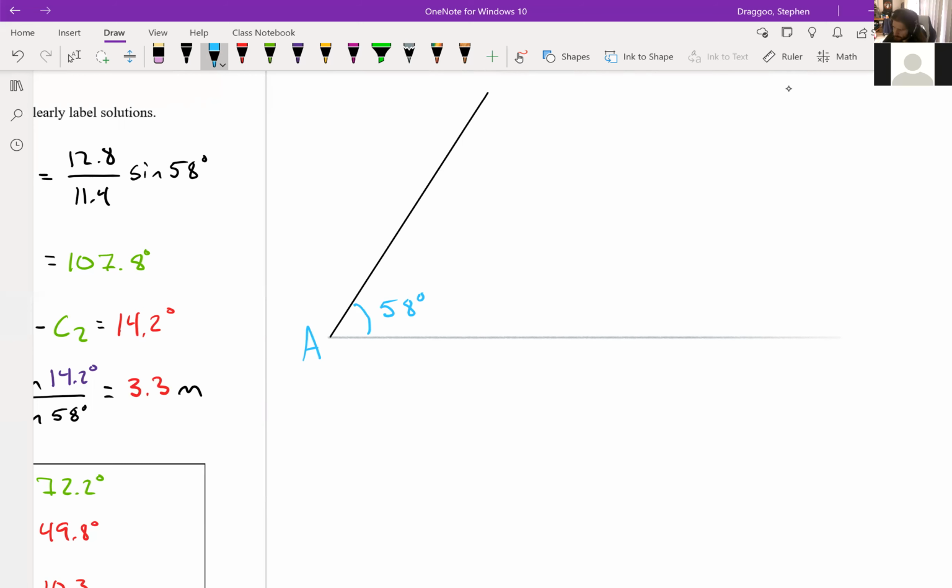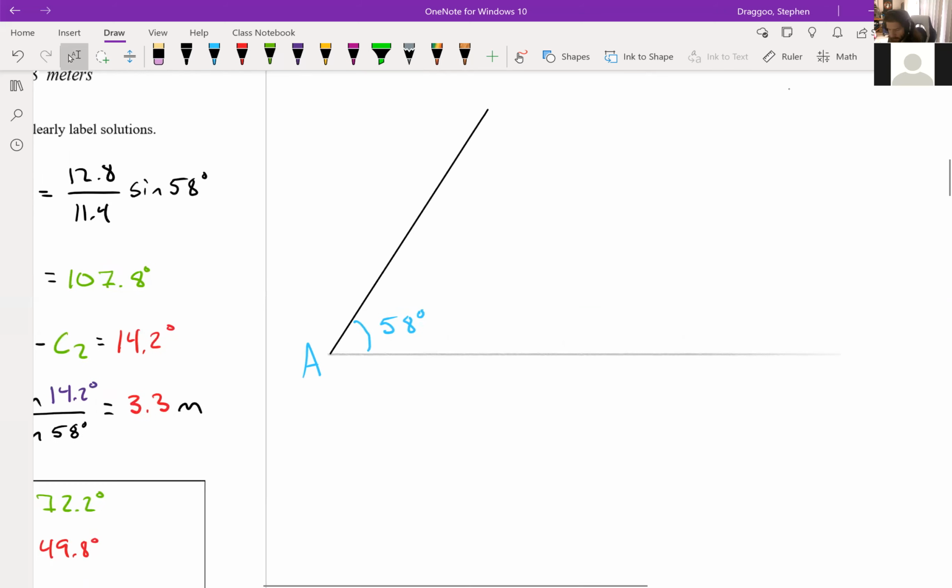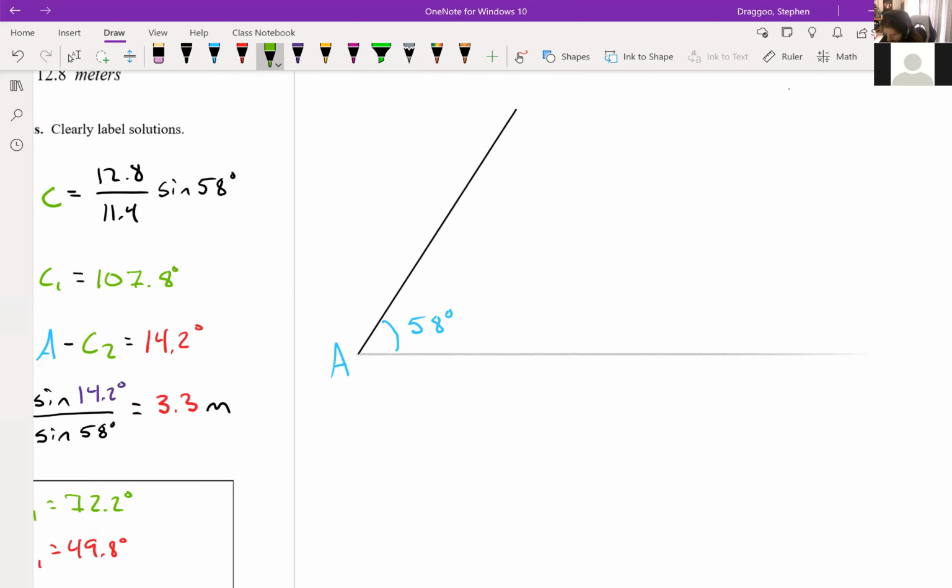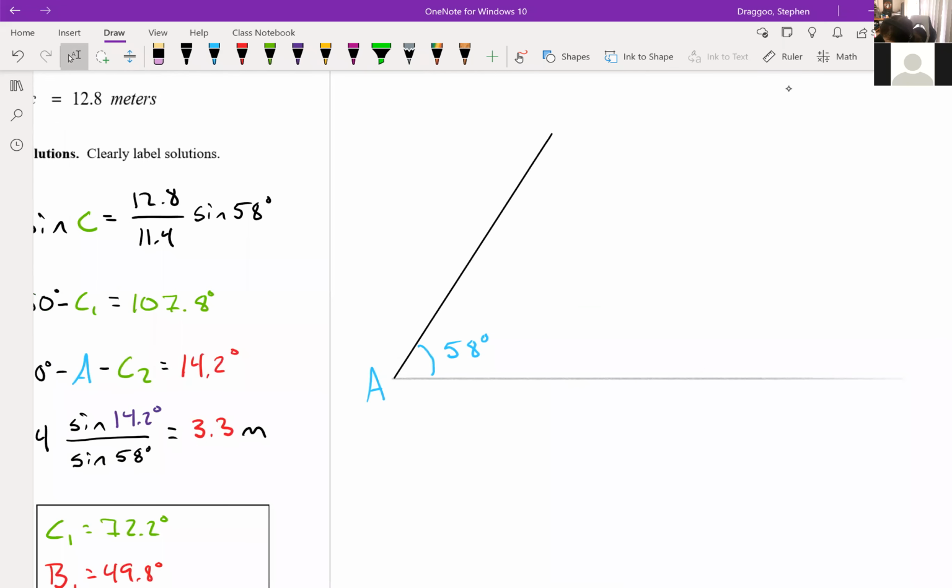Whatever side I am given is the one that I just drew in because it's got a fixed length, as opposed to that horizontal line, which doesn't have its own length yet. It's just a line. I know what direction I want it to go, but I don't know how long that direction should be. So I'm going to put the other piece that was given. That was side C, which was 12.8 meters. So I'm going to put 12.8 right there.